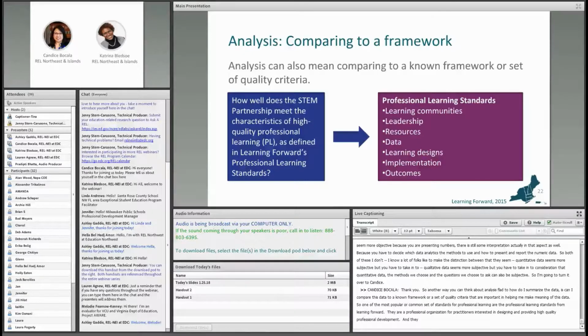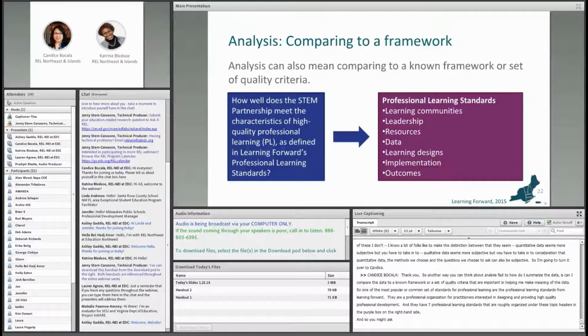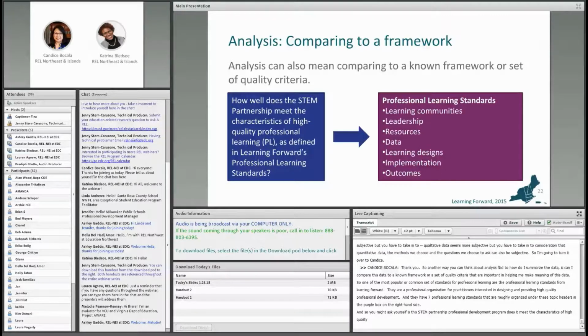They're a professional organization for practitioners interested in designing and providing high-quality professional development. And they have 7 professional learning standards that are roughly organized under these topic headers in the purple box on the right-hand side. And so you might ask yourself, does this STEM partnership professional development program meet the characteristics of high-quality professional learning? That's a reasonable question to ask in an evaluation.